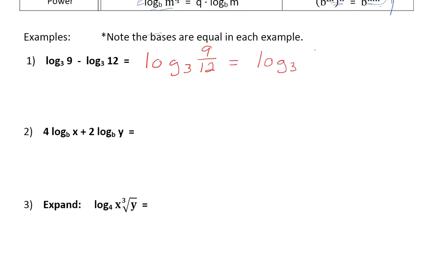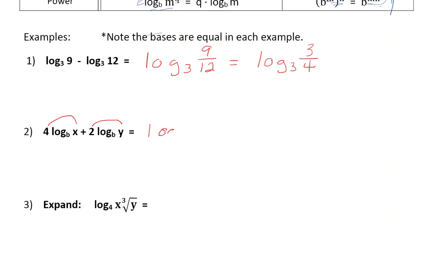So it becomes log base 3 of 3/4. And we're done simplifying. In example 2, we have two properties here that we have to take care of. This 4 sitting out in front is multiplying times the log, so this 4 has to come up and become an exponent here on the x. Likewise, this 2 has to come up and become an exponent on the y. So let's just do the exponent property first.